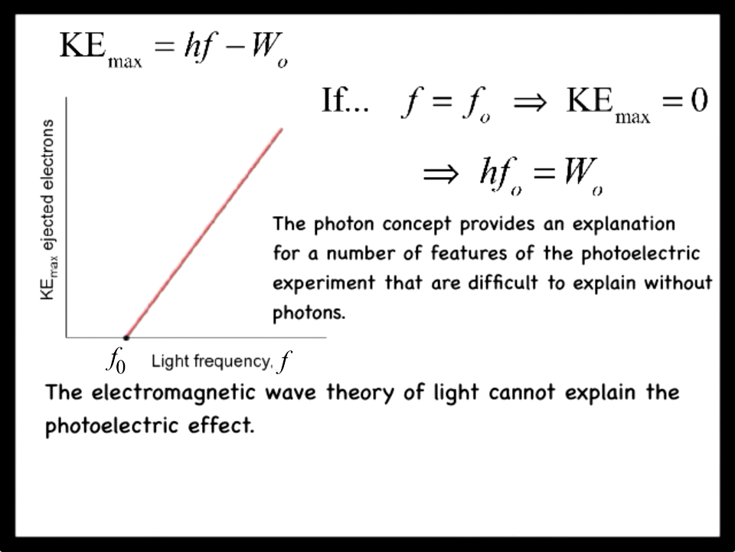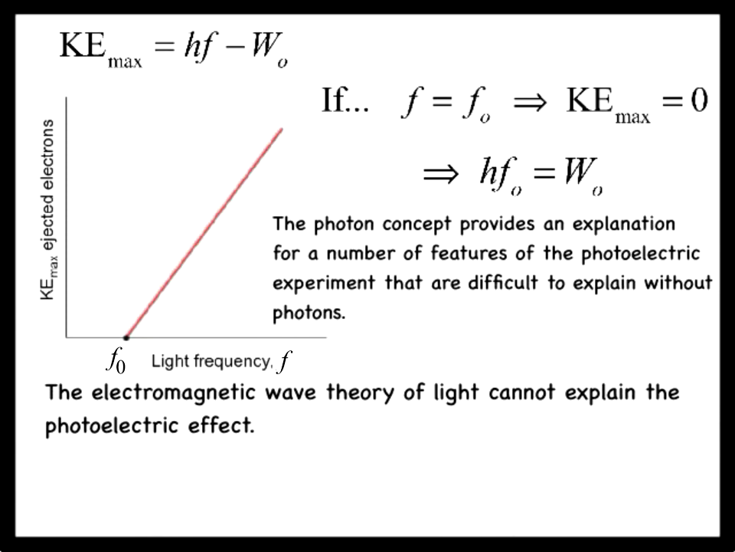Moreover, in the electromagnetic wave model, a relatively long time would be required with low intensity light before the electrons would build up a sufficiently large oscillation amplitude to tear free from the surface of the metal. Instead, experiment shows that even the weakest light intensity causes the electrons to be ejected almost instantaneously, provided the frequency of the light is above the minimum value f0.